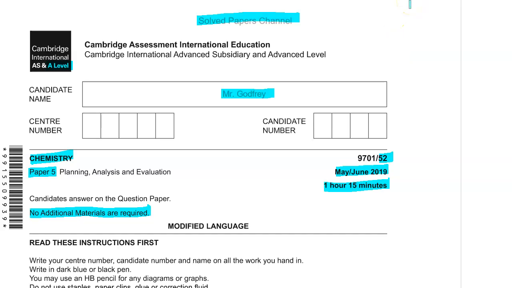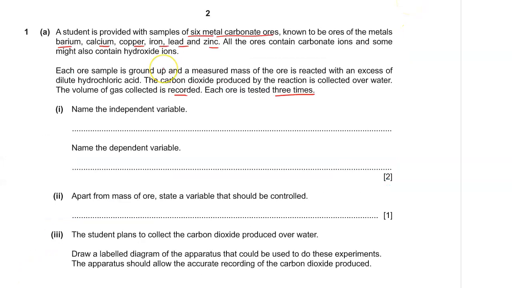Very well. Let's get started. A student is provided with samples of 6 metal carbonate ores, known to be ores of the metals barium, calcium, copper, iron, lead, and zinc. All the ores contain carbonate ions, and some might also contain hydroxide ions. Each ore sample is ground up and a measured mass of the ore is reacted with excess hydrochloric acid. The carbon dioxide produced by the reaction is collected over water. The volume of the gas is recorded. Each ore is tested 3 times.